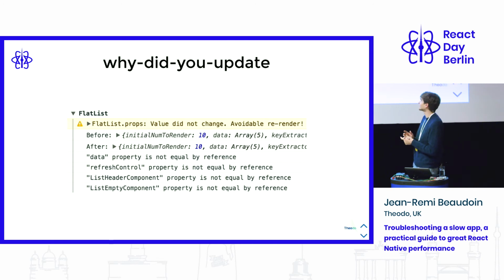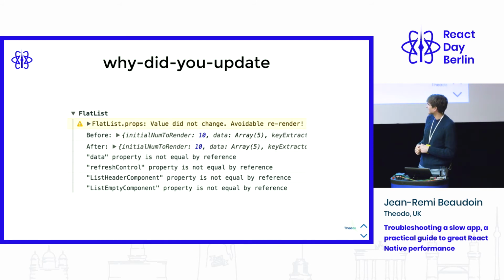So quick example of Why Did You Update. This is the output in your console. Just to remind you, we've wrapped a flat list in a Why Did You Update, and you run the app in debug mode so that you have console output. It's going to flood your console if you pinpointed a good candidate.